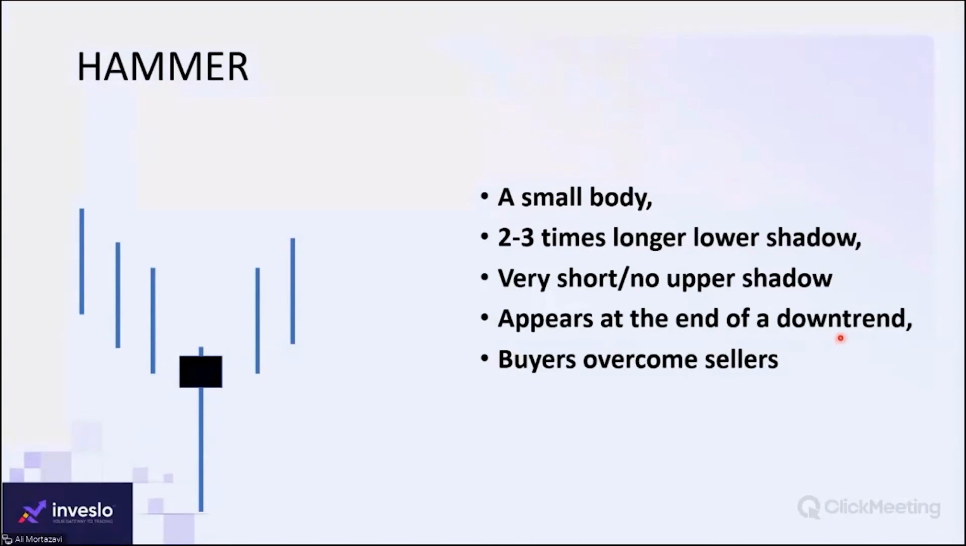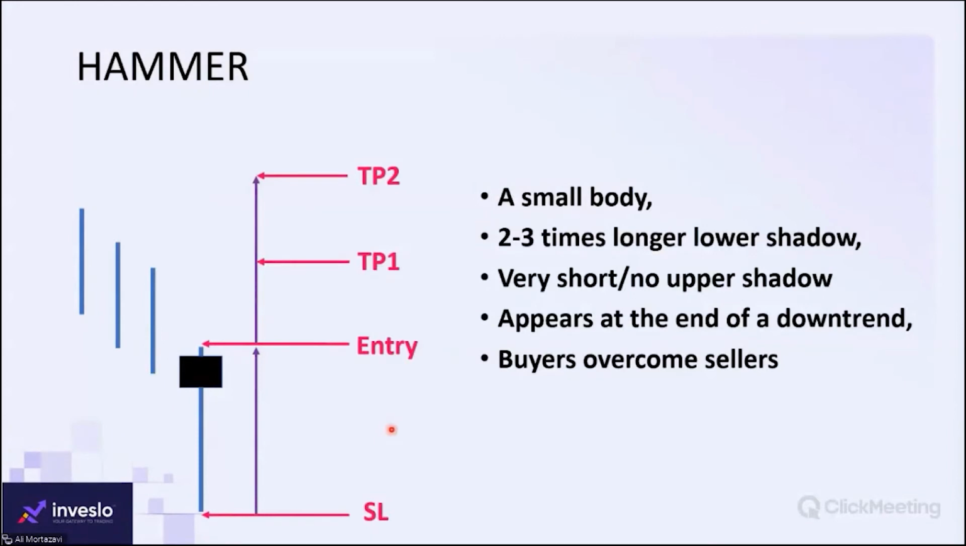It appears at the end of a downtrend. It means buyers overcome sellers. You know, each session is a battlefront between the buyers and sellers, and it depends on which side overcomes the market. We can determine the sentiment of the market by measuring the size of the body and the size of the shadows. So as we explained in our previous webinars, you can understand all the psychology behind these candlestick patterns by just looking at the shadows and bodies.